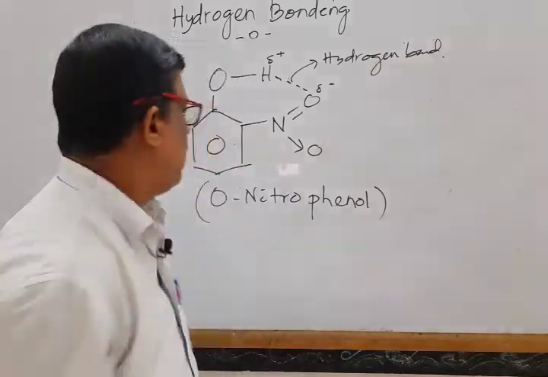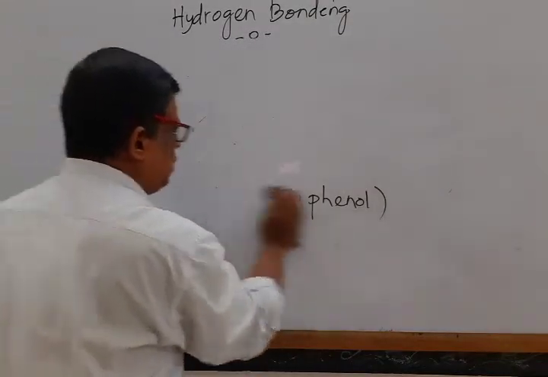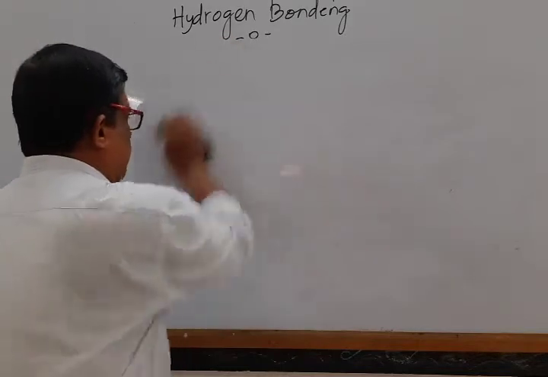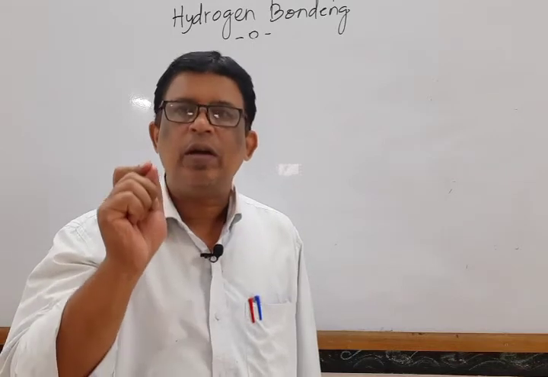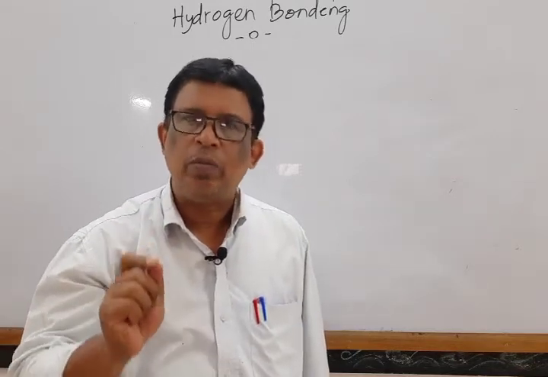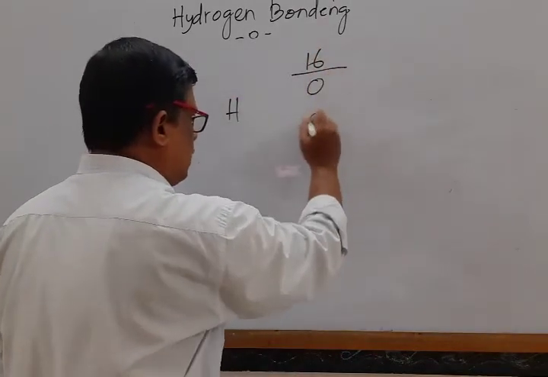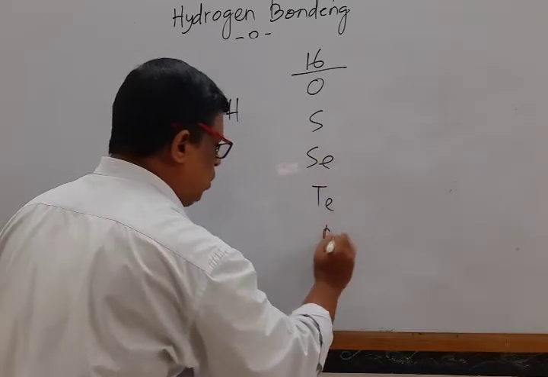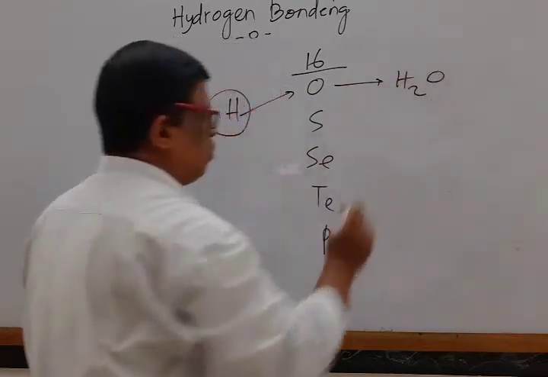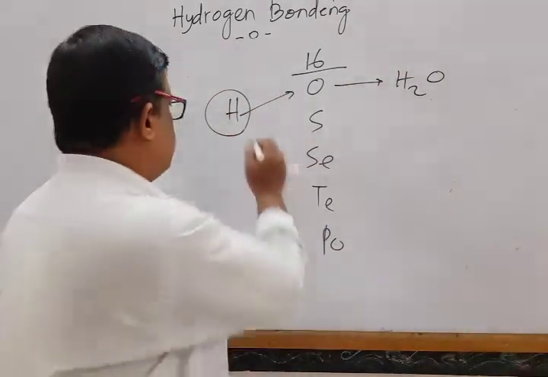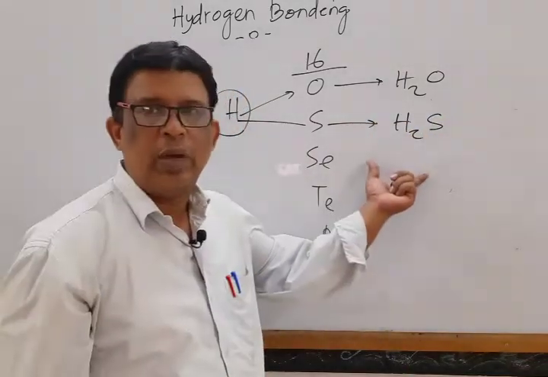One question is about H2O. If hydrogen combines with the first element of group 16, do you know what the various members of group 16 are? That is oxygen, sulfur, selenium, tellurium, polonium. Mark that. One side hydrogen, the group 16 members: oxygen, sulfur, selenium, tellurium, polonium. So when hydrogen combines with oxygen, it forms H2O. Similarly, when hydrogen combines with sulfur, it forms H2S. Mark that.